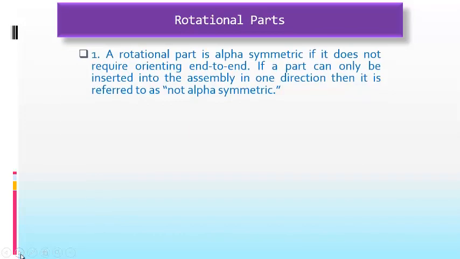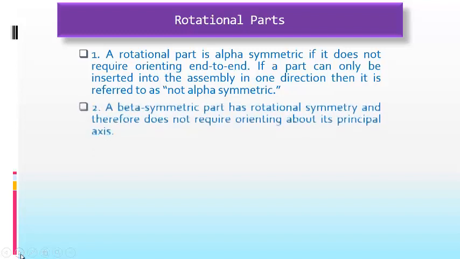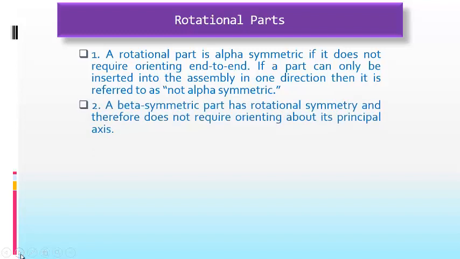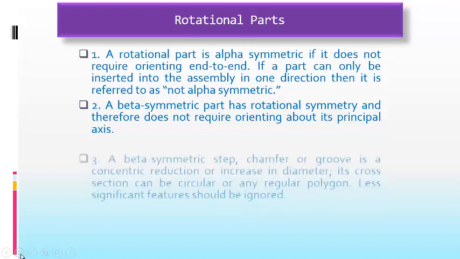Rotational bars. A rotational bar is alpha symmetric if it does not require orienting end-to-end. If the bar can only be inserted into the assembly in one direction, it is referred to as not alpha symmetric. A beta symmetric bar has rotational symmetry and therefore does not require orientation about the principal axis. That means the two sides are the same.